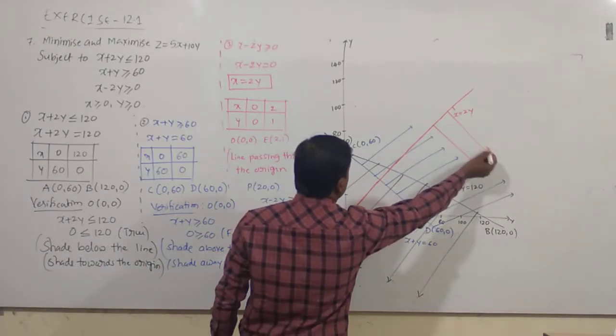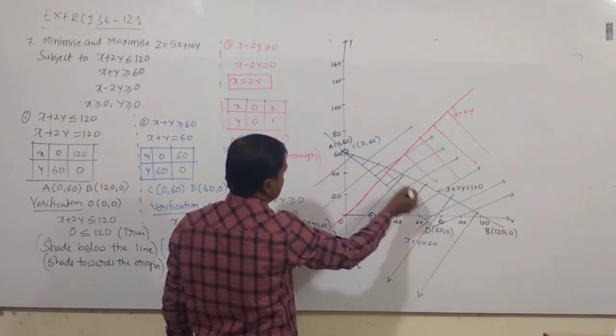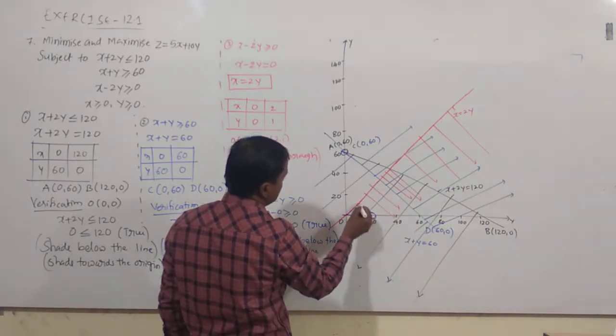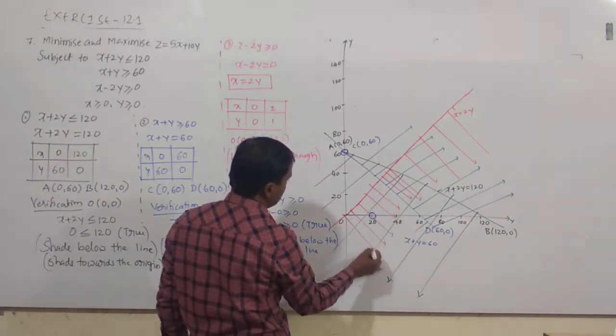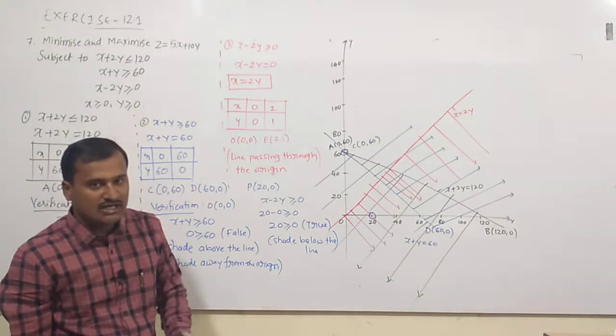Okay, now after shading this, you have to find the common region. Here you got it like this. Now you have to shade the common region.